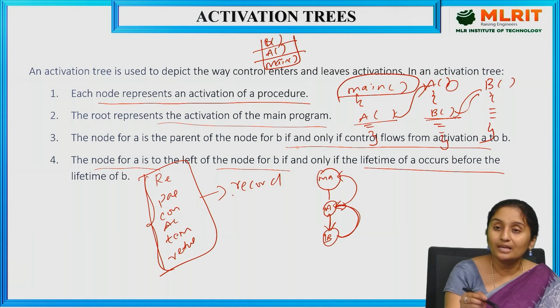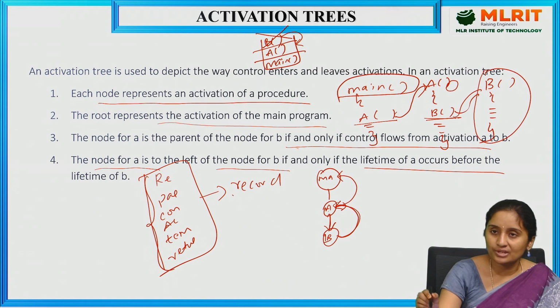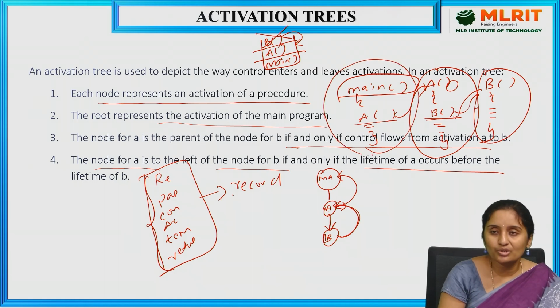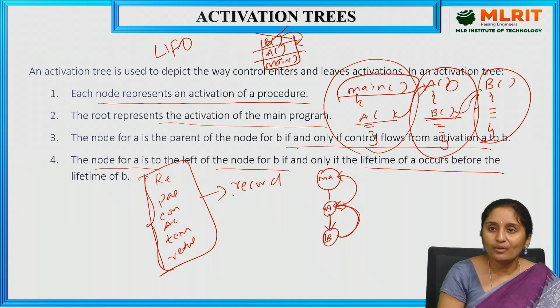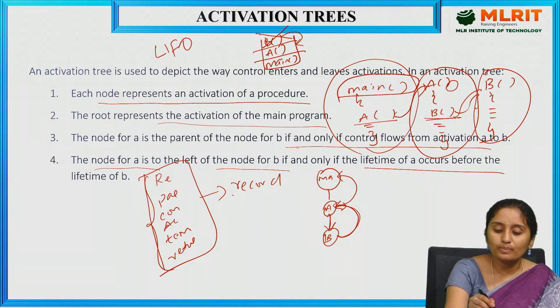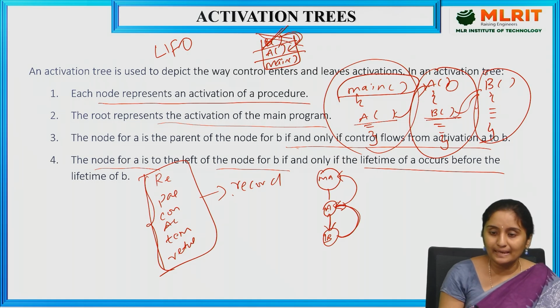So which one is going to be executed now? The B procedure is going to be executed. After completing this B procedure, then only the A procedure will complete. Once the B definition execution completes, then only the A execution completes. After completing the A execution, then only the main program execution completes. Why? Because the stack follows last in first out. So the B execution will complete first, then only A will be completed. So what it is telling us is the A lifetime will be there until B is there.